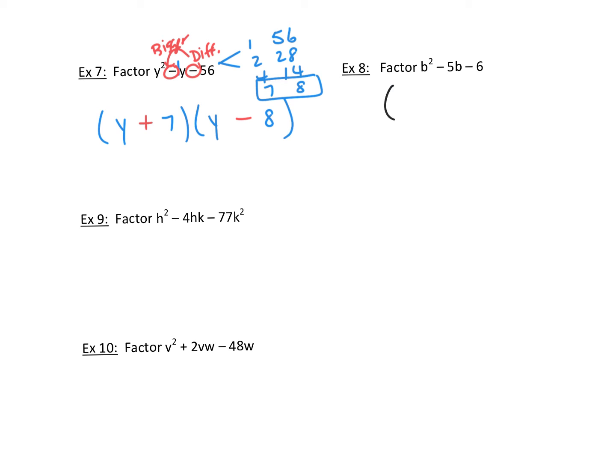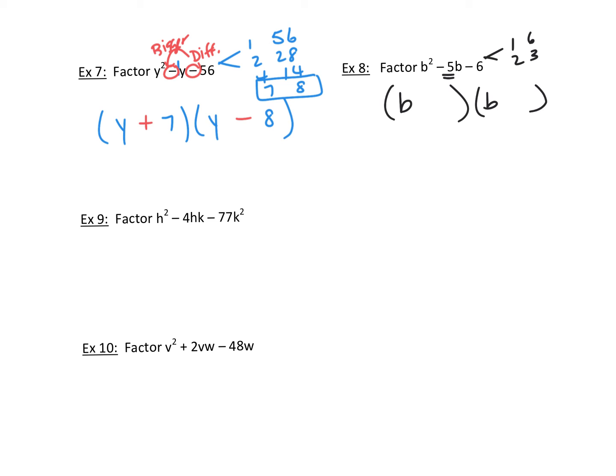Okay, take a look at example 8. You have b times b gives you the b squared. Factors of 6 are 1 times 6 and 2 times 3. And this one I purposely put on here because you have to be really careful, because when you think about it, 2 plus 3 is 5. Remember, you're trying to get this middle term 5. So 2 plus 3 is 5, but 6 minus 1 is also 5.